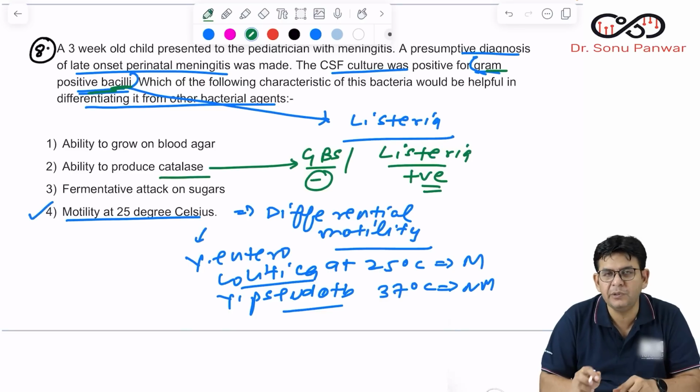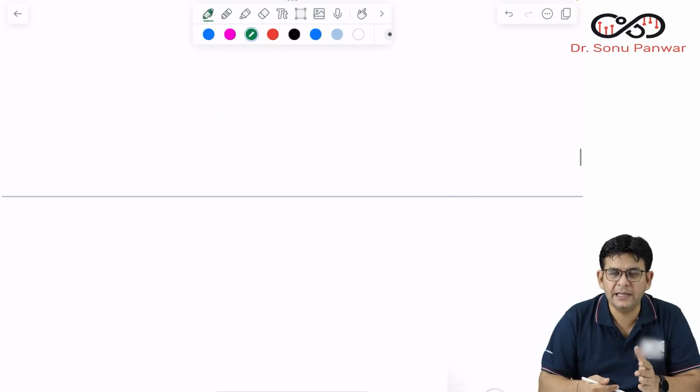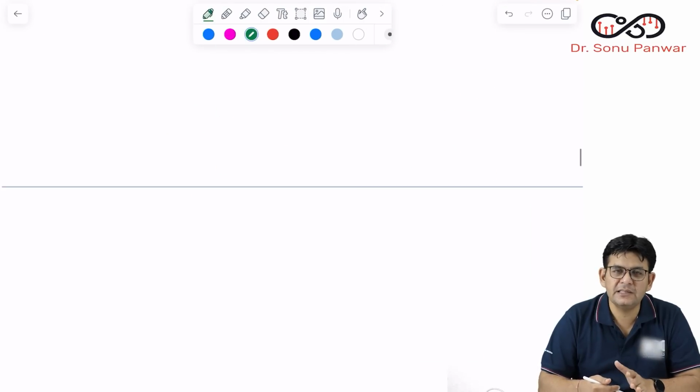So motility is a unique feature of Listeria. And you know the drug of choice is ampicillin, and it grows at 4 degrees. What can it cause in pregnancy? Chorioamnionitis, leading to abortion and premature births. Besides that, in newborns it can also lead to granulomatosis infantiseptica. That particular disease was also asked.